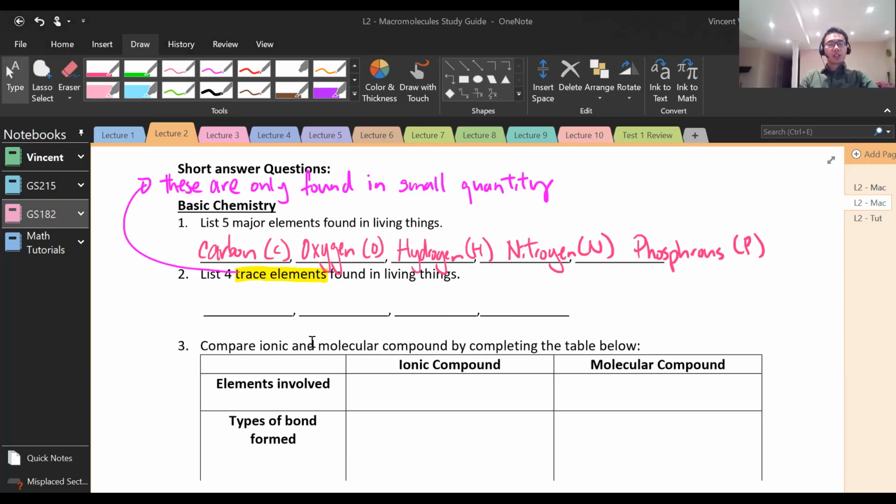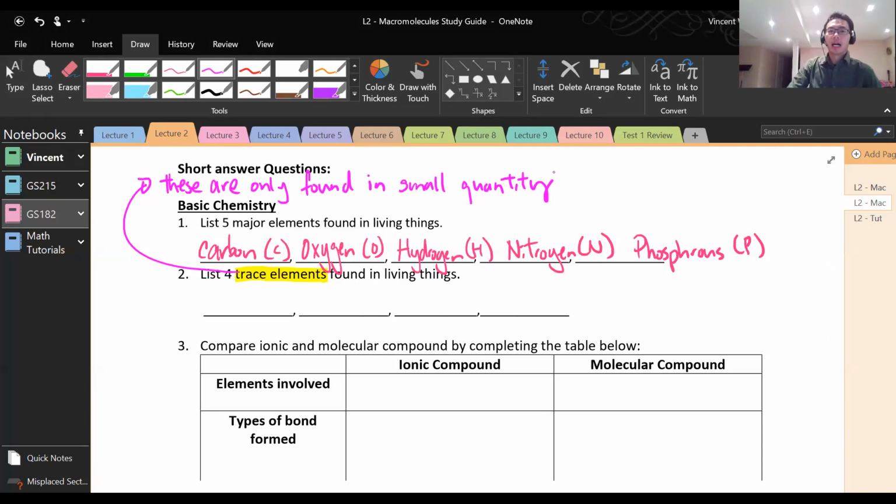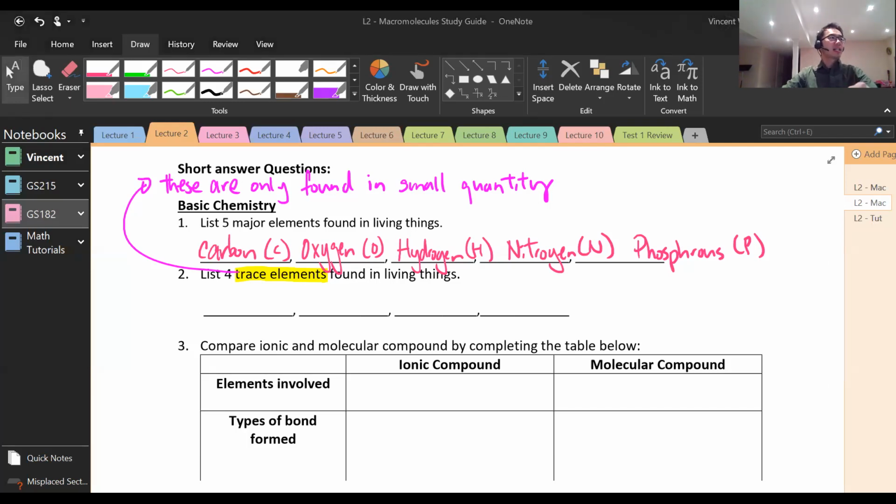So these are only found in small quantity. In fact, if you have too much of the trace elements, it's usually going to result in some kind of disease condition. And if you don't have enough of these trace elements, you're also likely going to have some kind of abnormalities. The key here is to have the right amount of these things. Everything is about Goldilocks, about having the right composition.